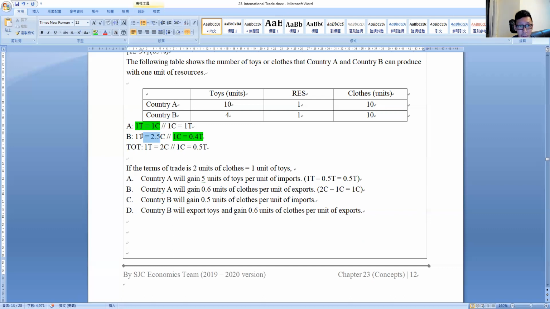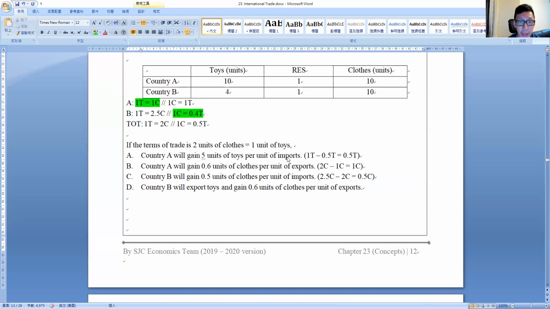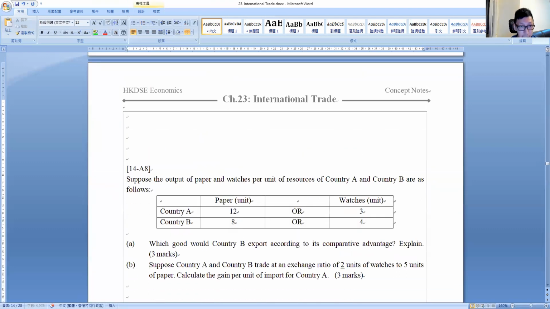Now C, country B per unit of import. Country B, what would they import? They would import toys, right? So what would be the gain? 2.5C minus 2C. That would be 0.5C. Which would be the answer we want. Now, what about D? Country B will export toys. No, country B will export clothes, right? That's already wrong. Okay, no need to explain. Alright, you see? It's just going around in circles really. Okay, now next one.